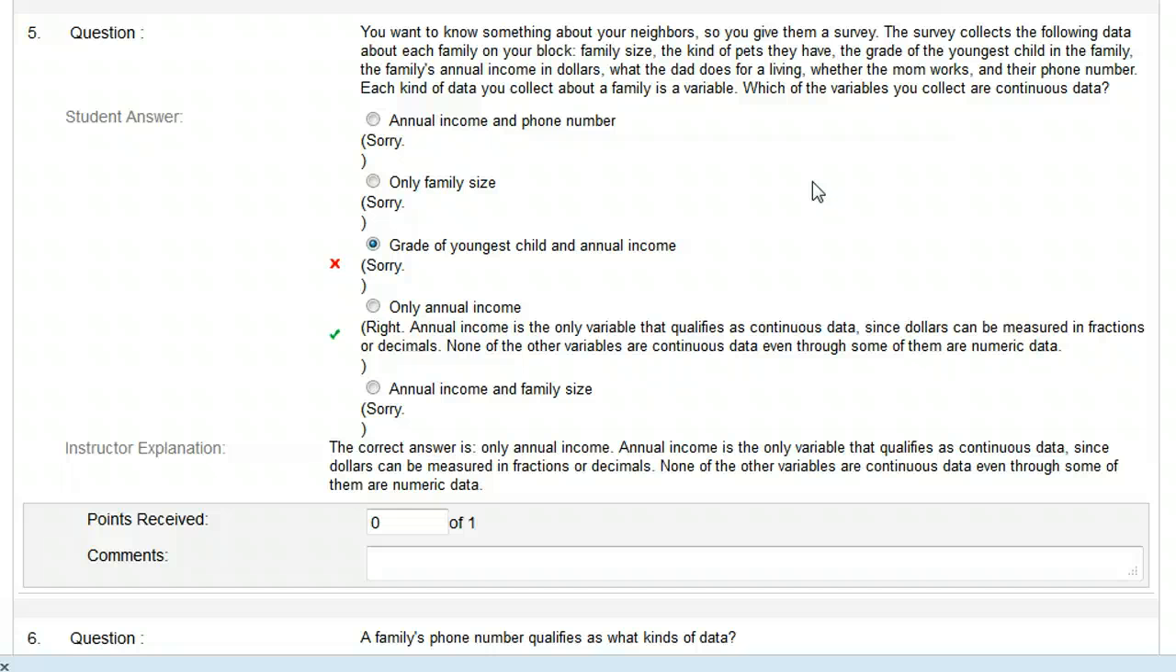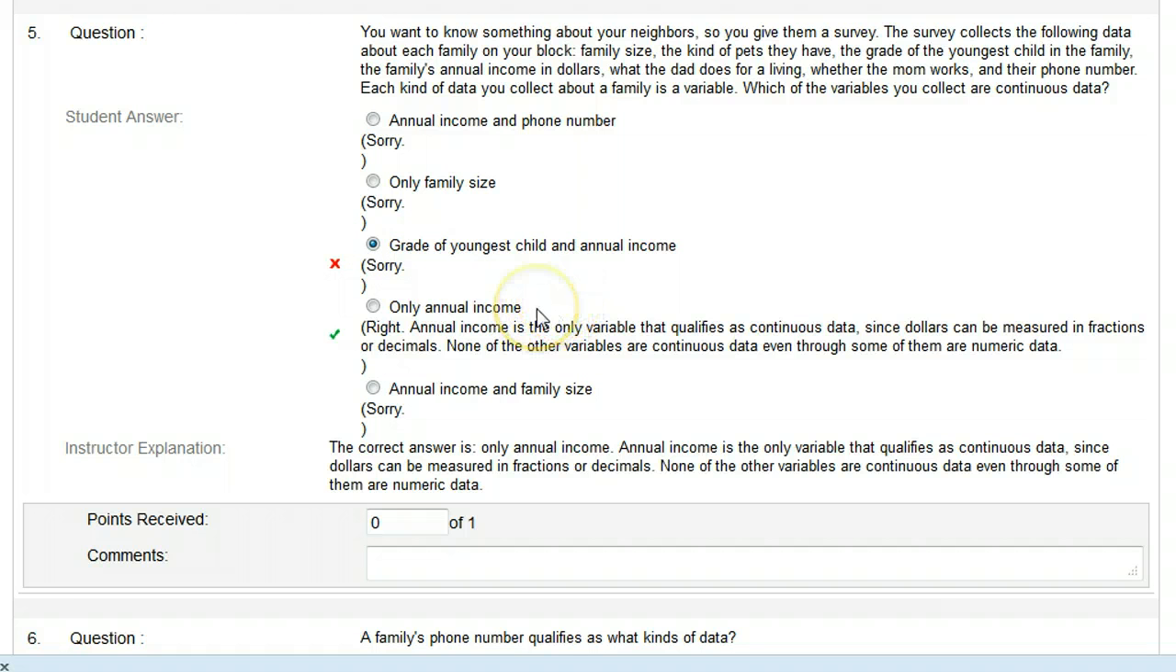One way to think of continuous data that might be helpful in this situation is that continuous data can take on any fraction or decimal. It can include any value, in other words. Grade, you're close here, but grade of youngest child, you can't include. We don't say grade 1.5 or grade 2 3/4. And so that would be why that is not continuous.